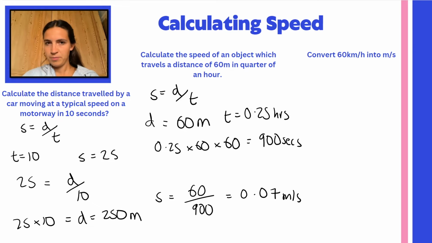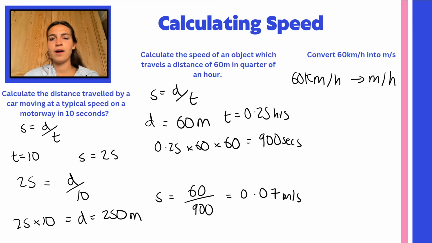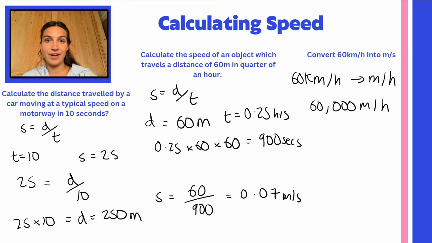Okay, and this final question is to convert 60 kilometers per hour into meters per second. So first thing I'm going to do is convert it from 60 kilometers per hour into how many meters that is that I'm traveling every hour. And since there are 1,000 meters in a kilometer, that must be 60,000 meters every hour.